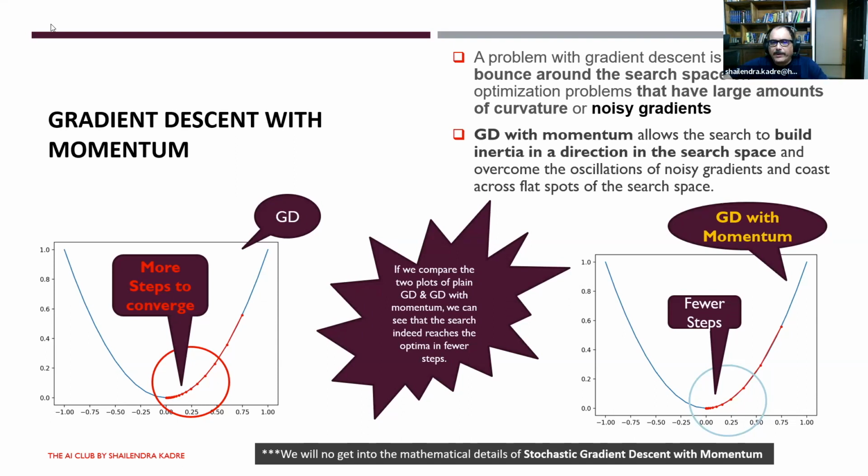So I take a minute break here. Two things I explained: gradient descent and gradient descent with momentum. Is there any challenge in understanding or visualizing these two things?